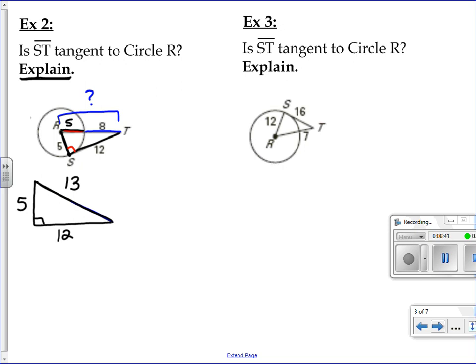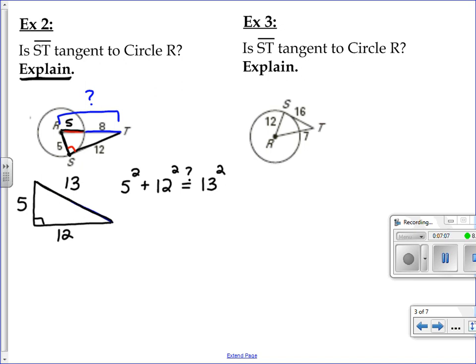Well, what have we been doing lately with right triangles? We've been doing the Pythagorean theorem. So why don't we do Pythagorean theorem and see if our calculations make sense? So we can say, does 5 squared plus 12 squared equal 13 squared?